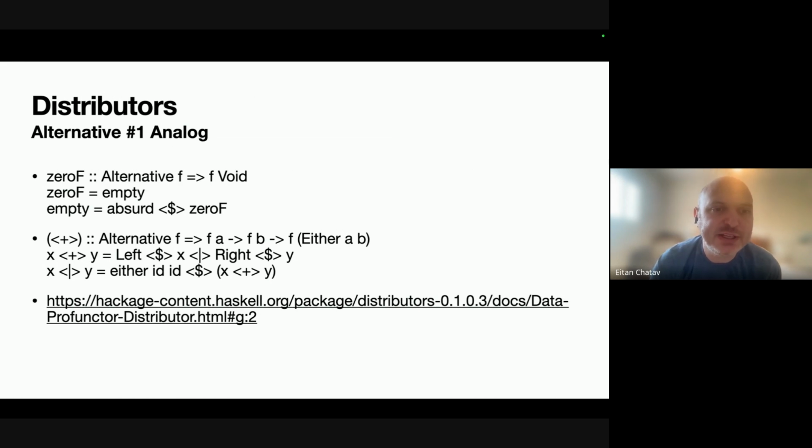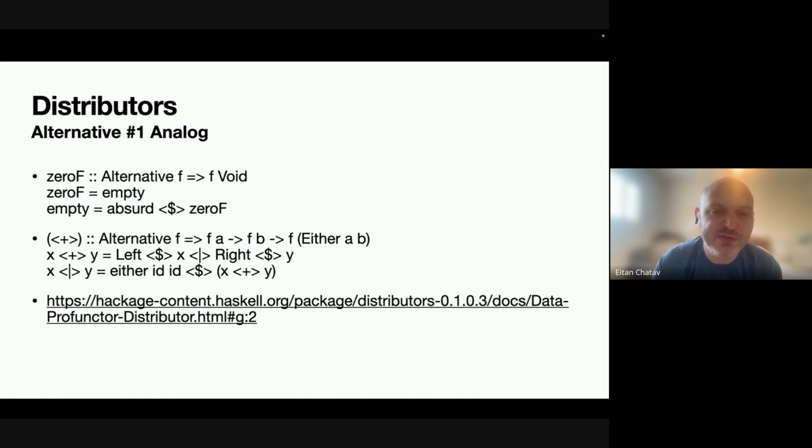We can reformulate it so that instead of having its defining methods be empty and vertical bar, which we'll call or, it would be zeroF and plusF addition. So zeroF, given an alternative, is an f of void, and we can just define it to be empty. And we can go the other way. If we had zeroF, we can define empty, and we know that f is a functor, we can define empty as absurd fmapped over zeroF.